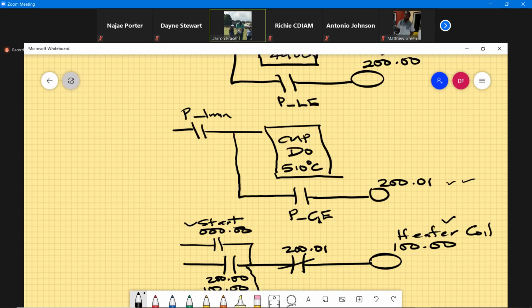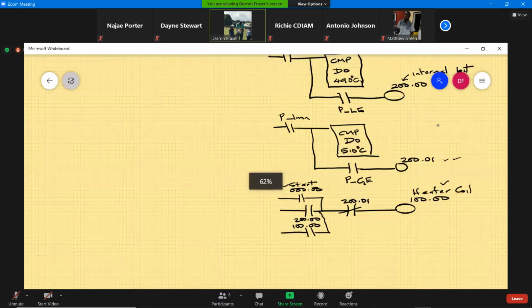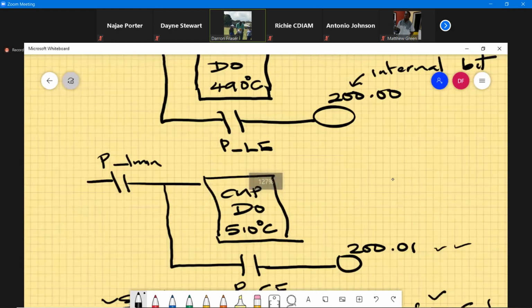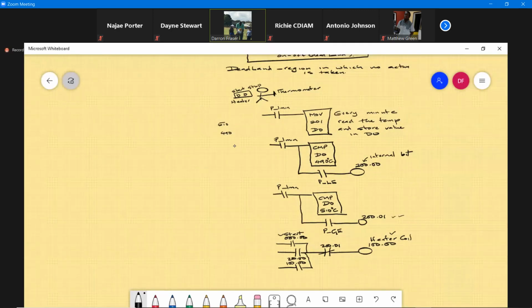Give me a second, let's see if we can find another mouse. All right. All right.